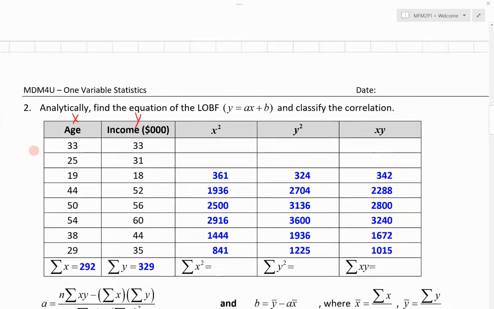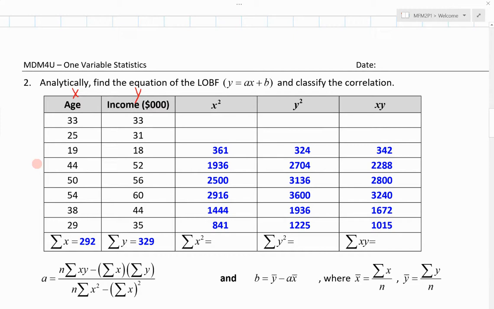Okay, so for 33, x squared is 33 squared. The number that goes in here is 1089. Y squared would be 33 squared again, so it's also 1089. And x times y would be 1089. Okay, and 25 times 25 is 625. And 31 times 31 is 961. And 25 times 31 is 775. As you can see, the rest of the table is already filled in for you. We have done some of this work.